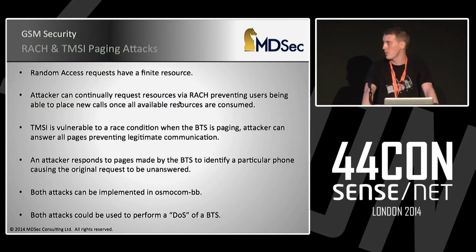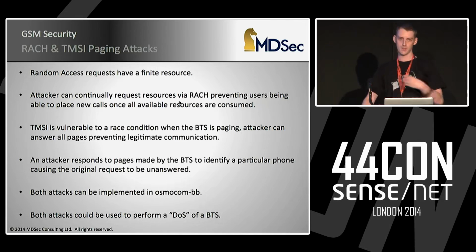There's also the temporary mobile subscriber identity, which is vulnerable to a race condition. When the cell tower is paging and saying, hey, where's this mobile phone? You could answer that page and say, I'm here. And then, of course, it will try to communicate with you without passing additional information back to the original phone, who, when it answers the page, won't get it because you've raised the condition for the response. Both of these attacks can be implemented in Osmocom BB, and they both can be used to perform a denial of service of a cell tower. You can essentially consume the resources on it so that people are unable to make calls or send texts.